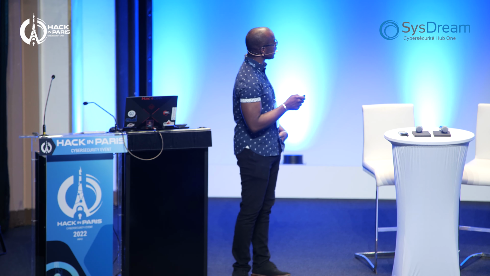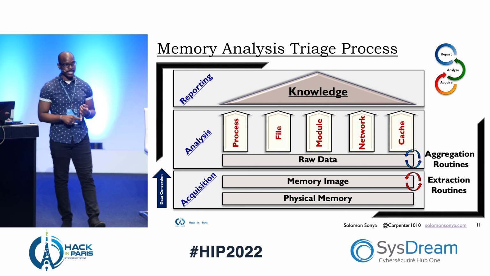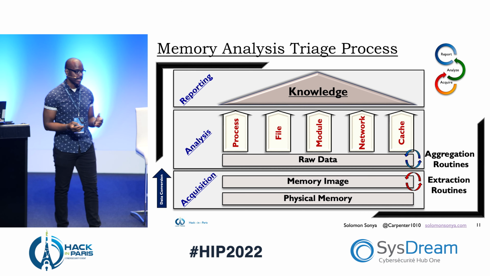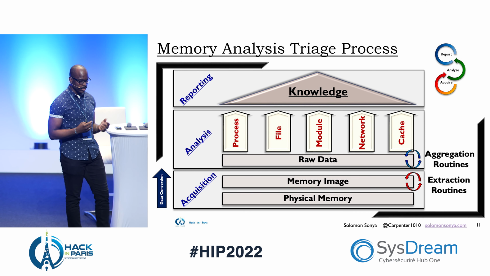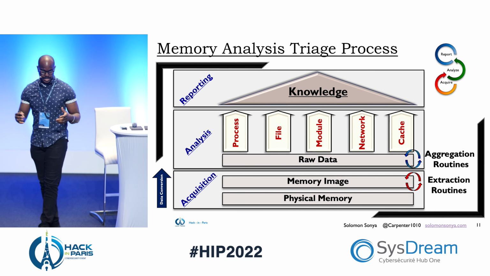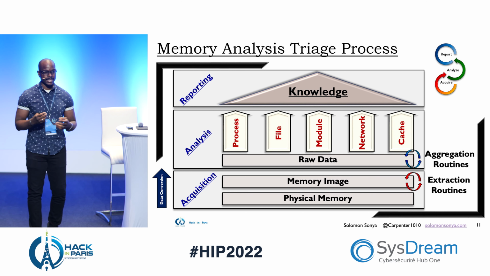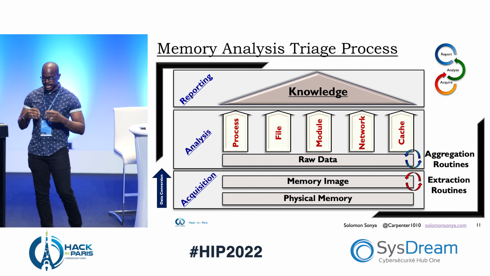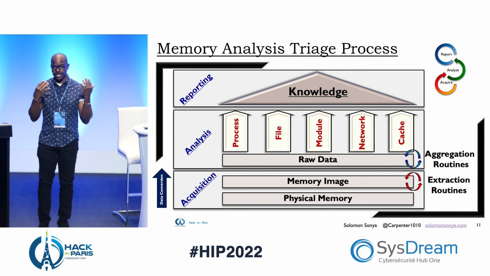Then with various aggregation routines, we can now consolidate most of the data into the 5 pillars that I mentioned previously. Some information relates to a process, some relates to files, some relates to a module like a DLL or a driver, other information relates to network activity, and finally, which information can I use as some sort of cache. For instance, a journal like your master file table, we can call this a cache of the file system that I can extract from memory to see what's running on the system.